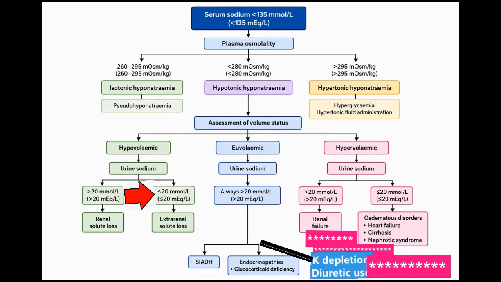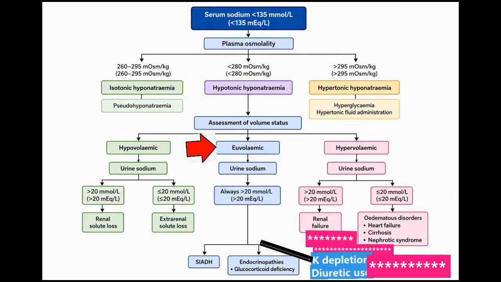Urine sodium less than 20 mmol per liter. The kidneys are conserving sodium appropriately. Therefore, sodium loss is occurring outside the kidneys. Examples include diarrhea, vomiting, sweating, burns. B. Euvolemic hyponatremia.